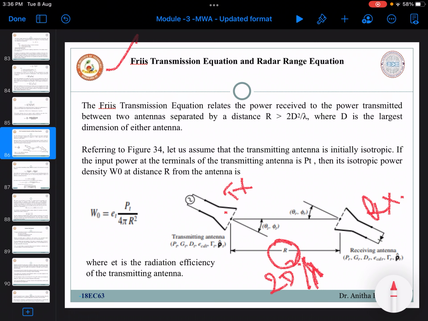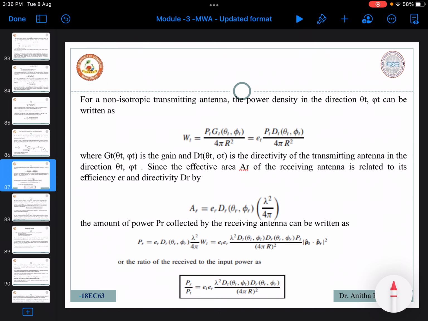Let us consider an antenna which is initially transmitting as isotropic. Then the power density will be PT into efficiency ET divided by 4 pi r square. As it is a non-isotropic antenna, the power density can also be evaluated with the gain, then PT GT by 4 pi r square. With no losses, if the receiving antenna receives the total power, then you can equate the transmitted power to the received power.